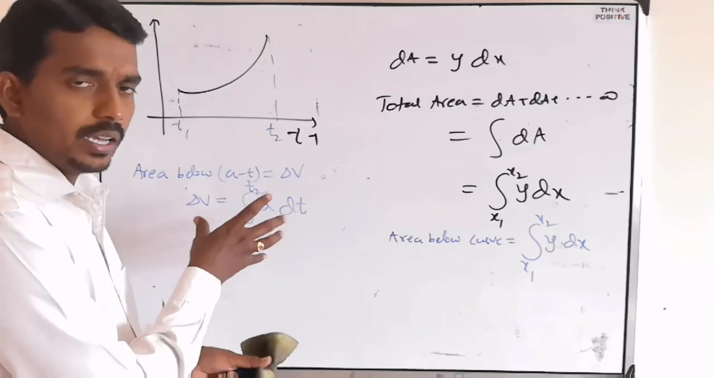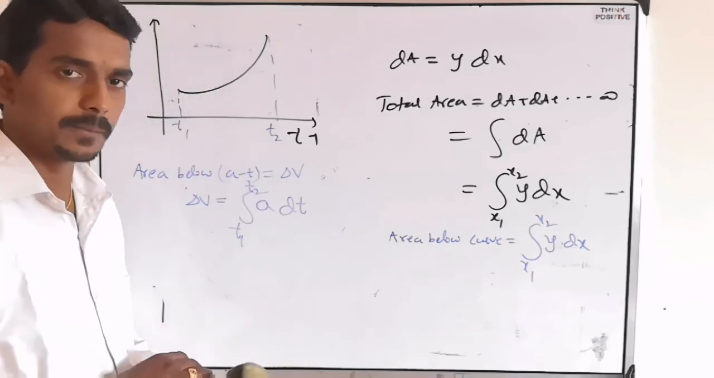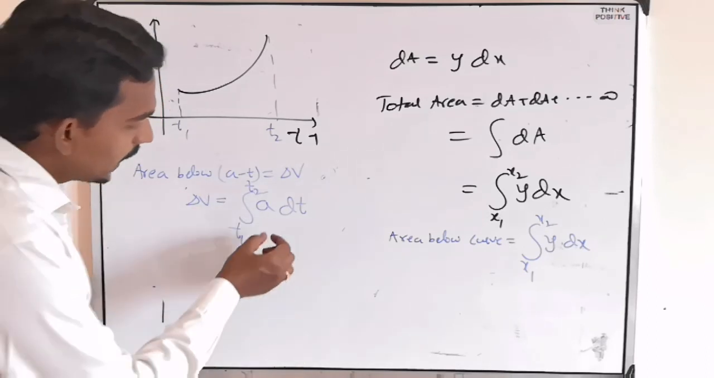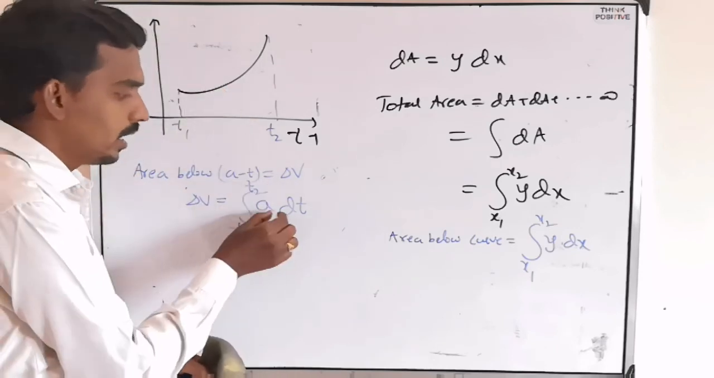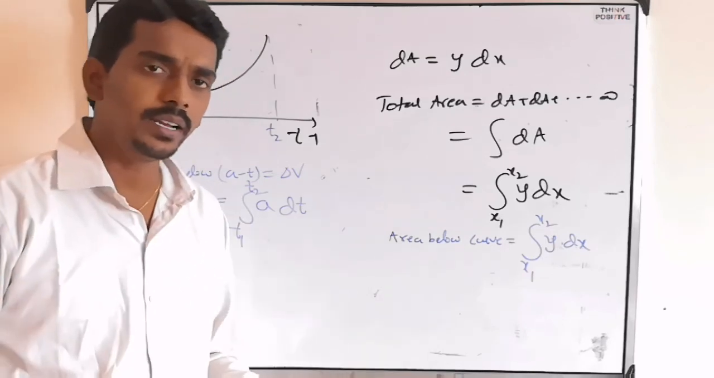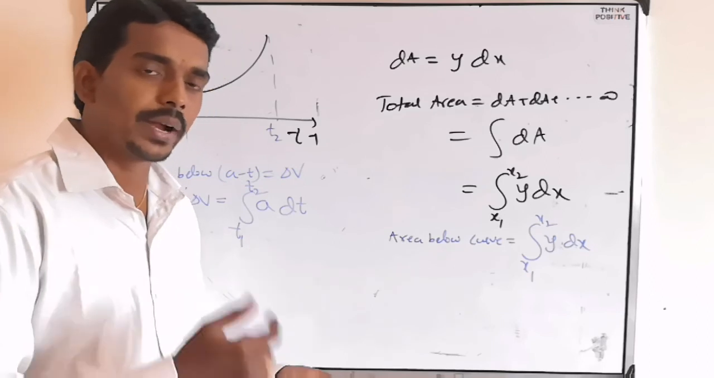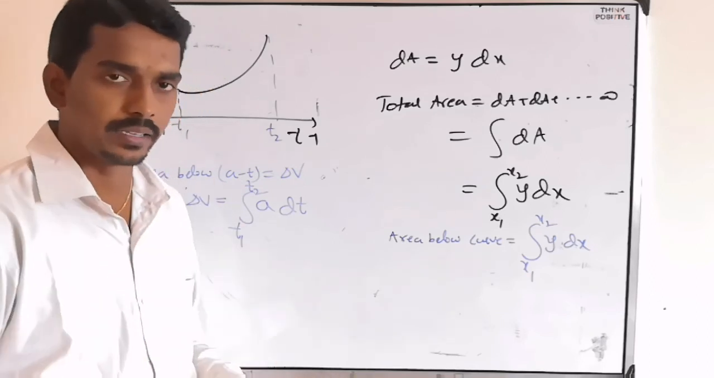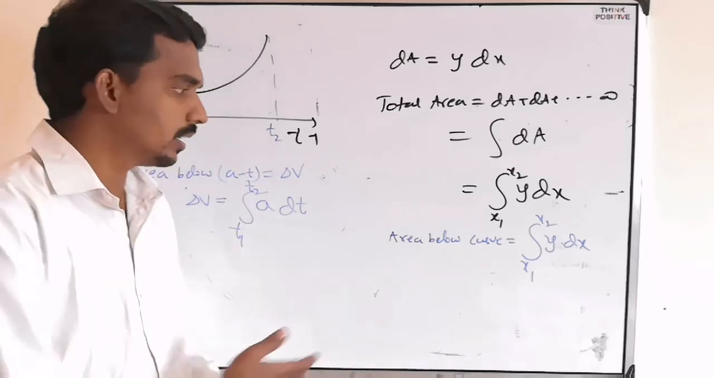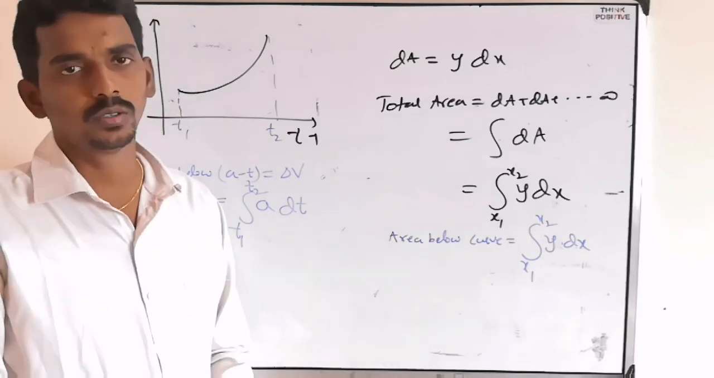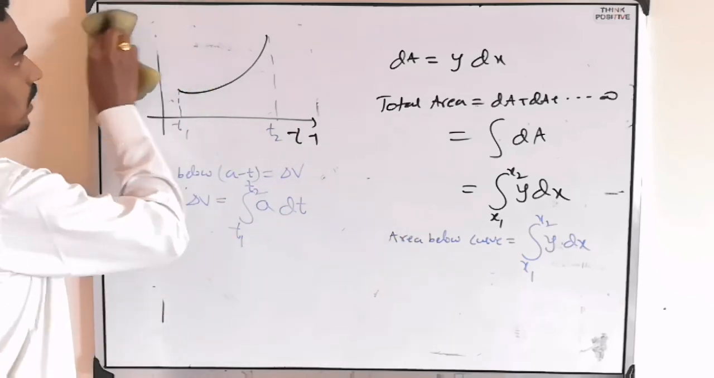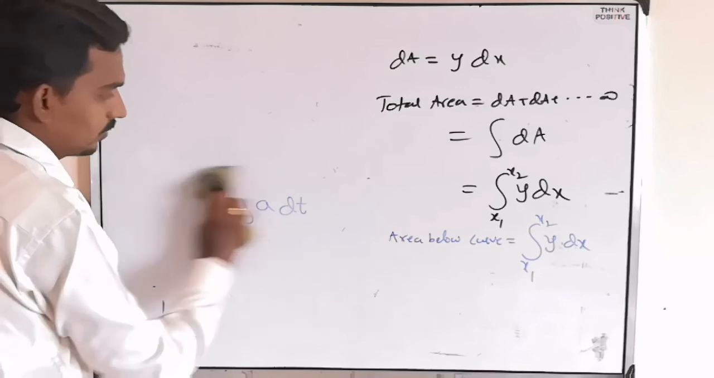So this way, in physics, wherever a curved graph comes and you have to find one quantity from the area, you will use integration of the y quantity with respect to the x quantity. That is the reason why I said the slope of a curve you can find from differentiation, dy by dx, and the area below the curved graph you can find from integration, that is integration of y with respect to x. So understand these things.